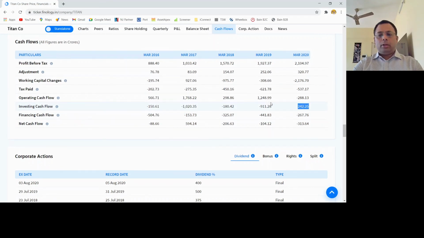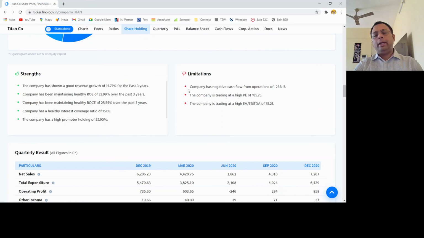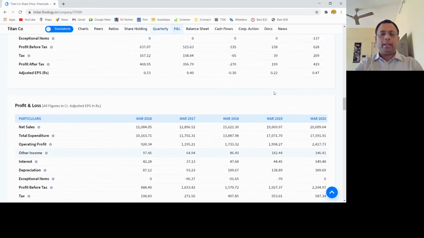Okay, so although profits were shown, actually it is a negative cash flow company, and this is also being shown and mentioned here. The company has negative cash flow from operations. Okay, and that is what they have mentioned here also, noted as a bad factor for this company.